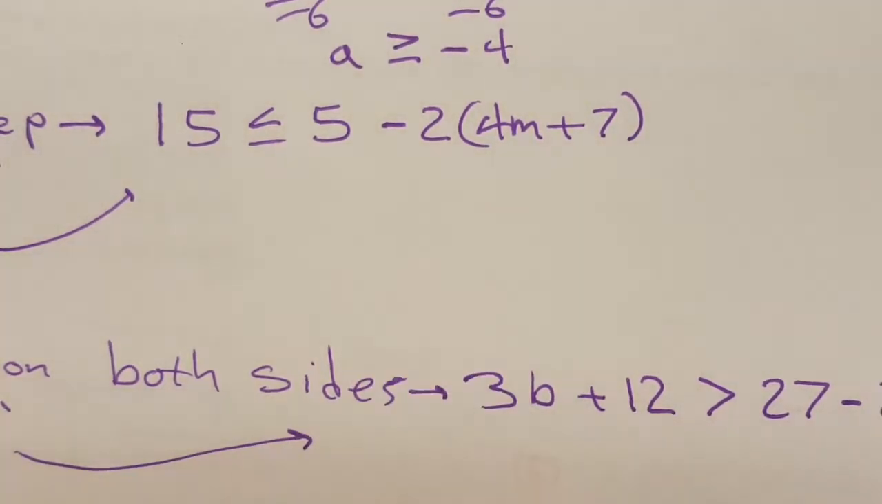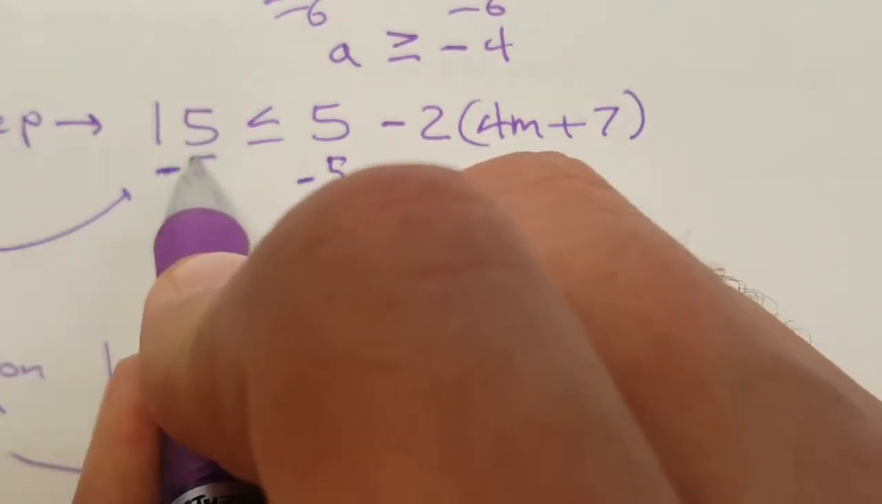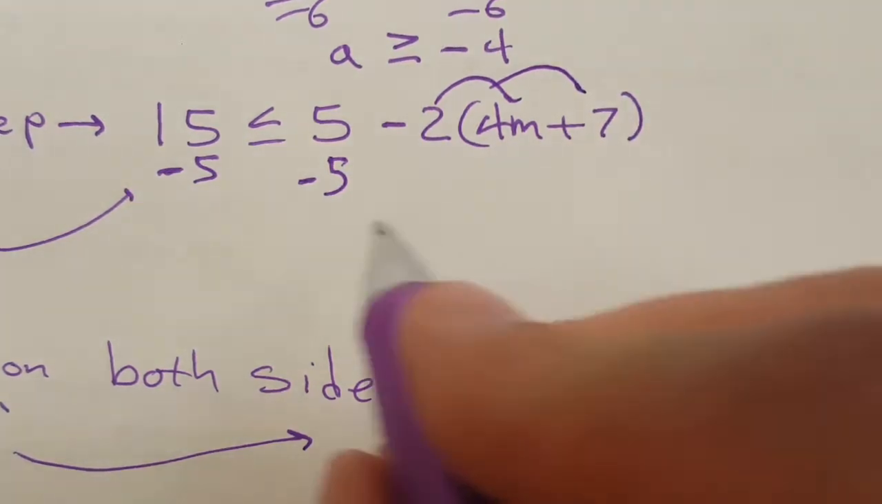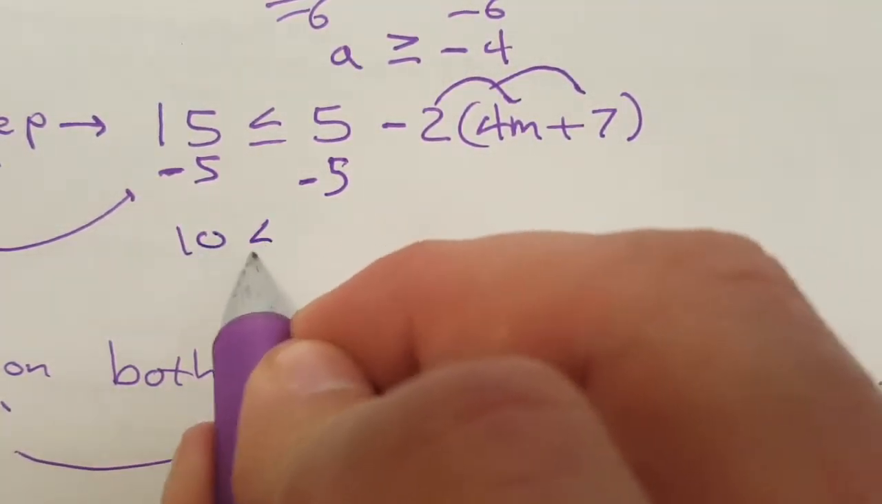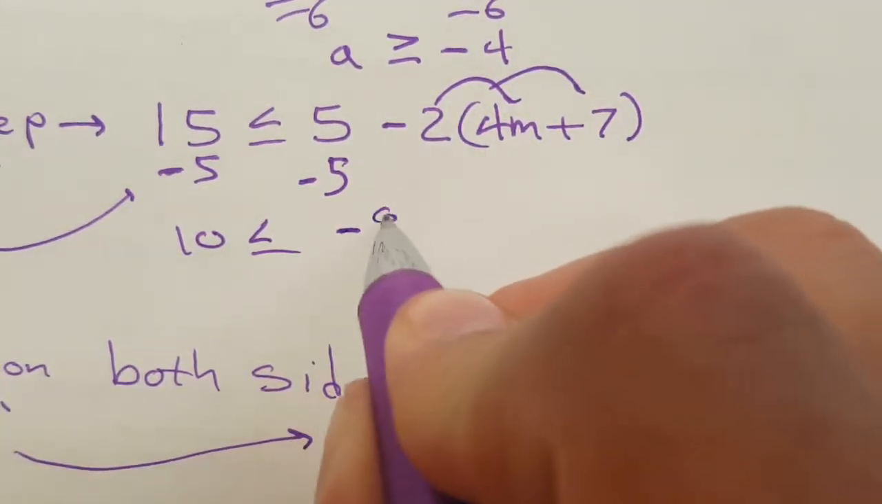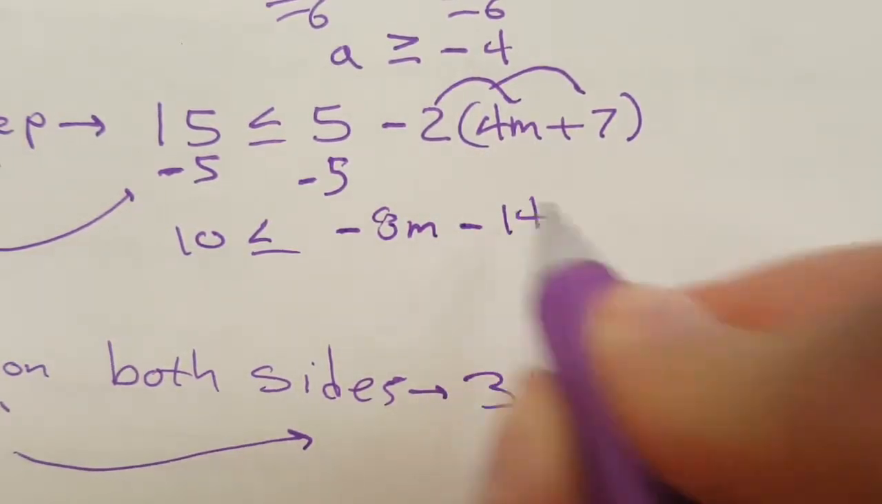Okay, I'm going to do 2 moves in one here. First move, I'm going to go ahead and subtract this 5 from both sides. Okay, and at the same time, I'm going to distribute this negative 2. So let me rewrite all of my work here. 15 minus a 5 is a 10. Less than or equal to negative 2 times a 4m is going to be a negative 8m. Negative 2 times a plus 7 is going to be a minus 14.